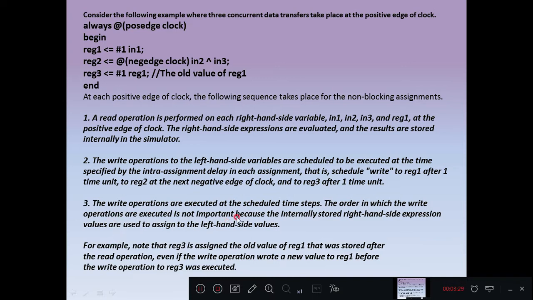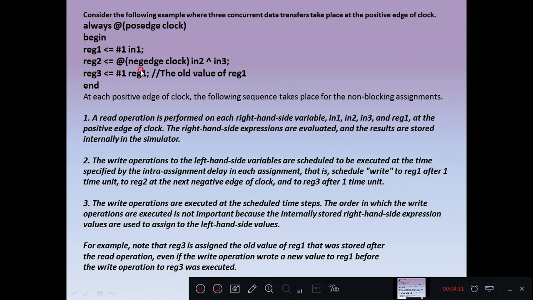The write operations are executed at the scheduled time steps. The order in which the write operations are executed is not important because the internally stored right hand expression values are used to assign the left hand side values. For example, note that register 3 is assigned the old value of register 1. Here register 3 will get the old value of register 1 and register 1 will get assigned the new value, that is the value stored in IN1. That was stored after the read operation, even if the write operation wrote the new value to register 1 before the write operation to register 3 was executed.